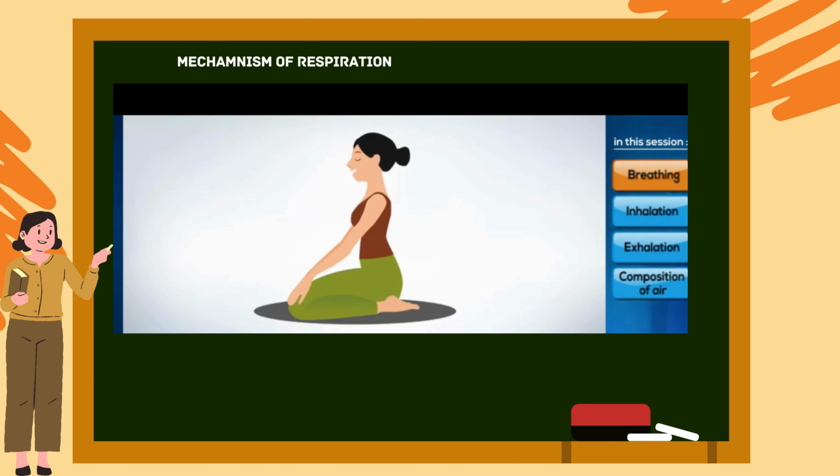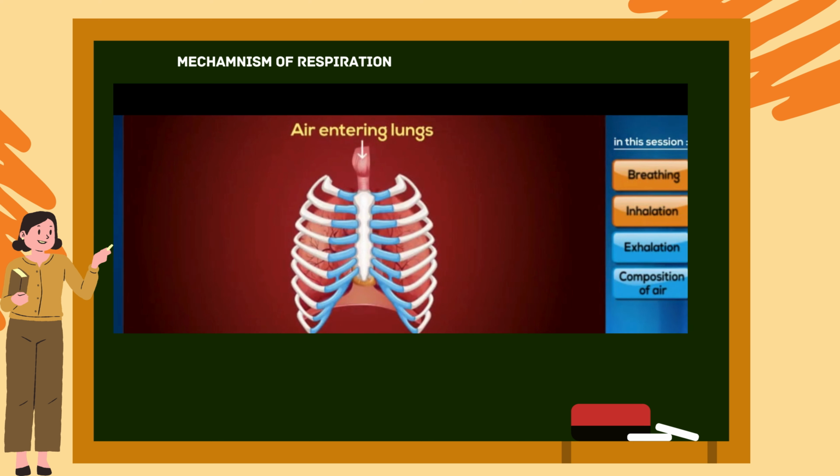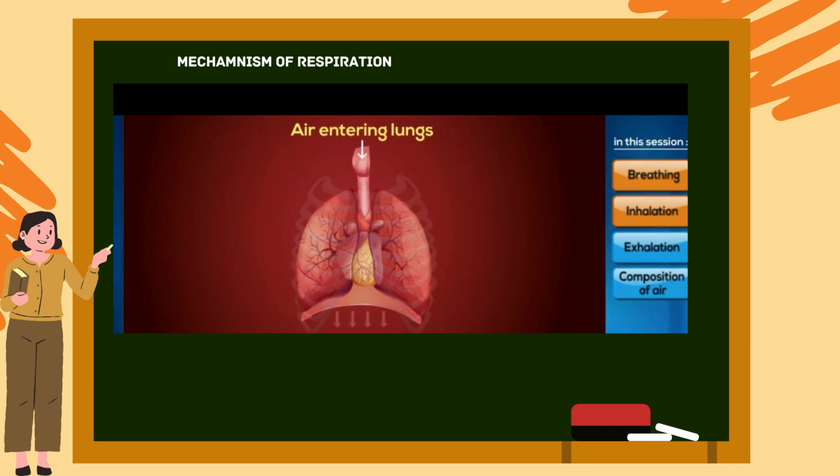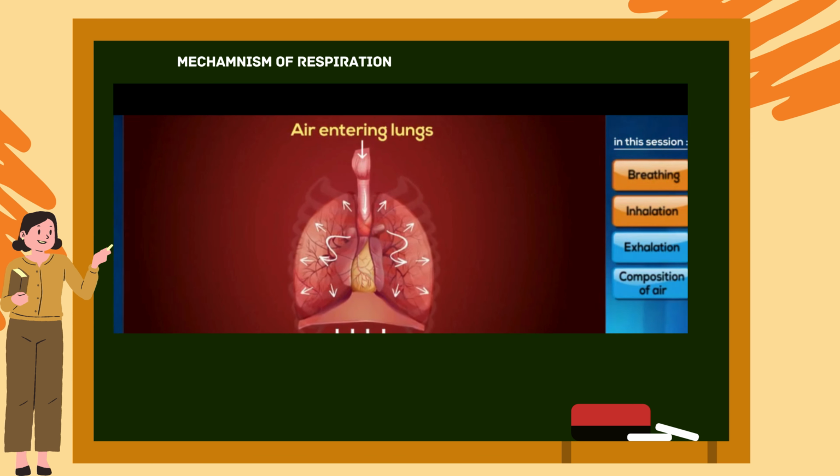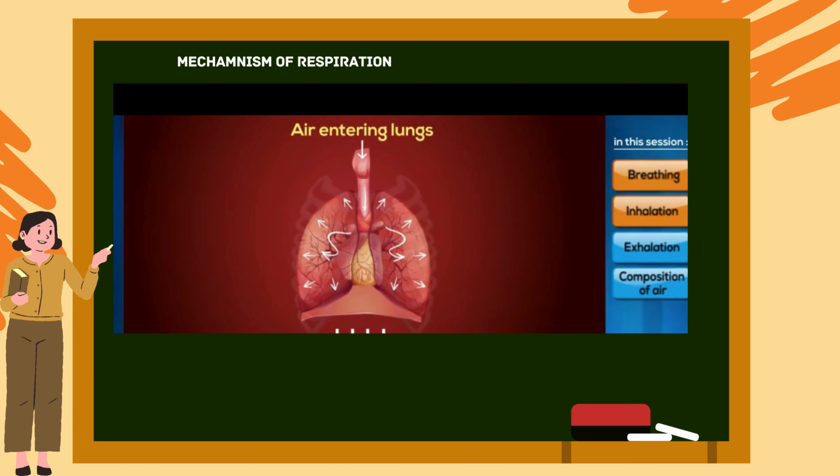Well, breathing is a physical mechanism of taking in air and exhaling it out of the body. This process involves two main steps. The first step is inhalation or inspiration. This is a physical mechanism of taking in air. The diaphragm is a dome-shaped muscular tissue that separates the chest cavity and the abdominal cavity. During inhalation, the diaphragm flattens, making more space for the lungs in the chest cavity.